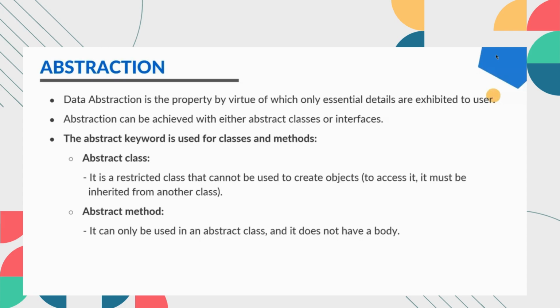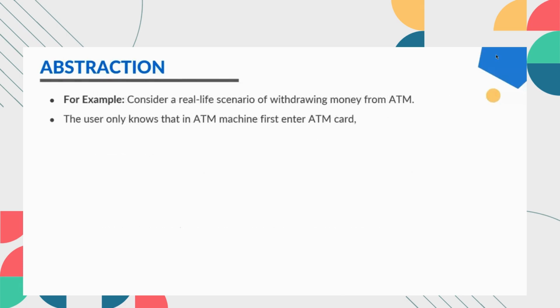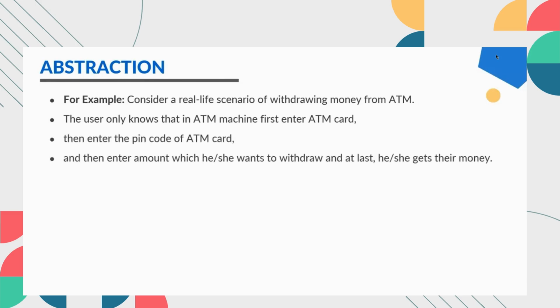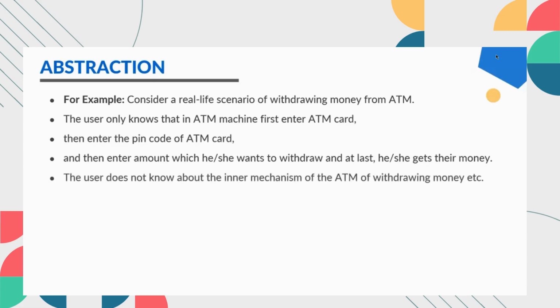Considering a real example, the user only knows that with an ATM machine, first enter the ATM card, then enter the PIN code of the ATM card, and then whatever amount he or she wants to withdraw, he or she will get the money, and the user does not know how the internal mechanism works. The user just knows how to operate the ATM machine, but doesn't know how it works internally. That is known as abstraction.